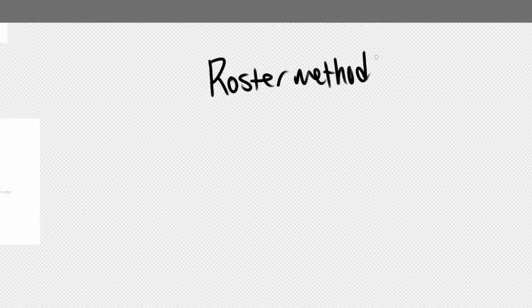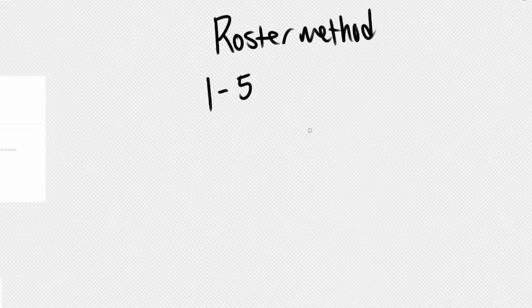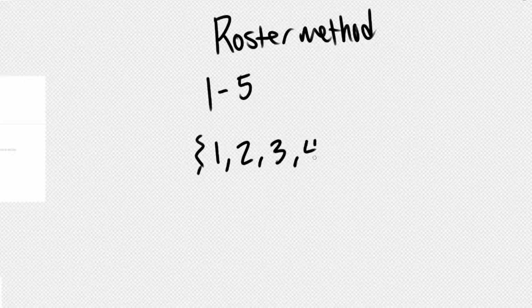So a set of English letters would be 26, and there's many ways of defining and describing a set. One of those ways is the roster method, and that would be when we list all of the objects in a set. So if we have a set that has all of the integers between 1 and 5, in the roster method it'd be 1, 2, 3, 4, 5.